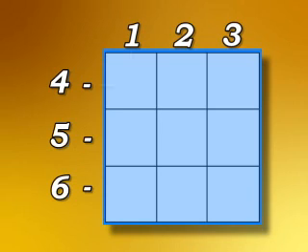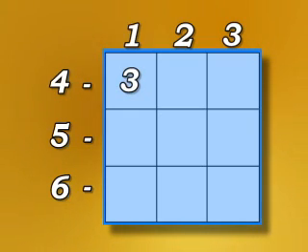Now, we go along to the square where these numbers meet. And now we can enter the name of the square. What would the square's name be? That's right, the square would be 3 because 4 minus 1 equals 3.